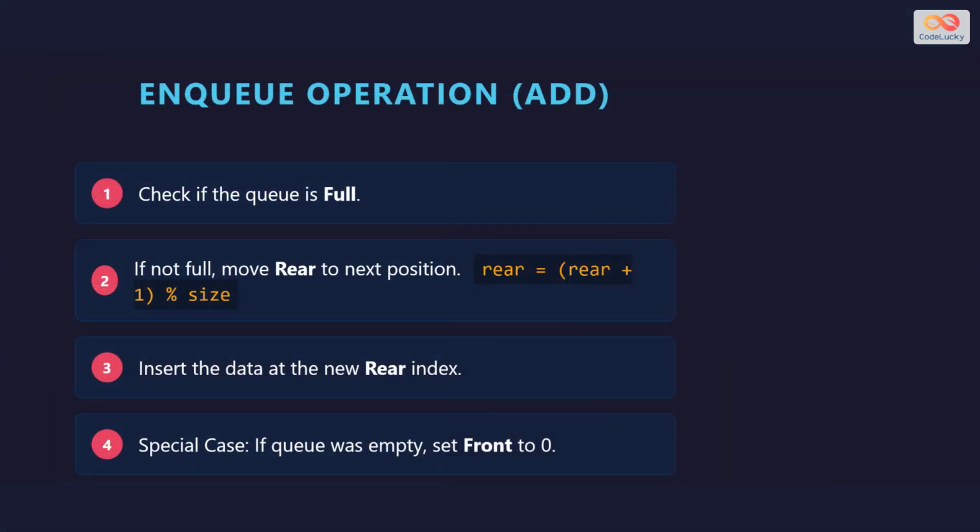Let's look at how we add data, called Enqueue. First, we check if the queue is full. If not, we calculate the new position for the rear pointer. We then insert our data there. If the queue was previously empty, we also initialize the front pointer.